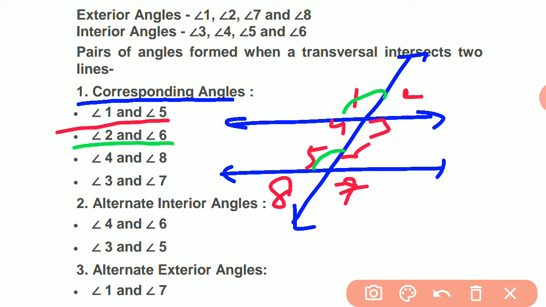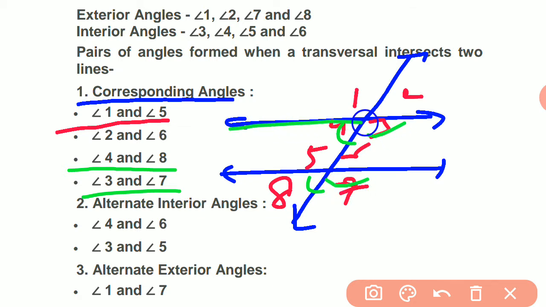Similarly, angle 4 and 8 are corresponding angles, and 3 and 7 are corresponding angles. When these two lines are parallel, then the corresponding angles will be equal, and when the corresponding angles are equal, then the lines will be parallel. That is, its converse is also true.